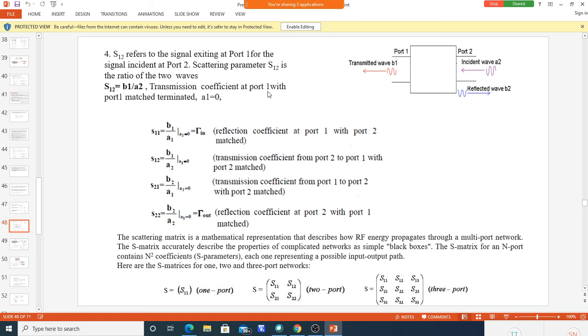It is the transmission coefficient at port 1 with port 1 match terminated. You have to match the terminator, and measure how much is transmitted when you send a signal at port 2. This is similar to S21, but the signal is incident at port 2 and we are measuring the transmitted signal at port 1. So for a two-port network, this is the definition for the different parameters: S11, S22, S21, S12.